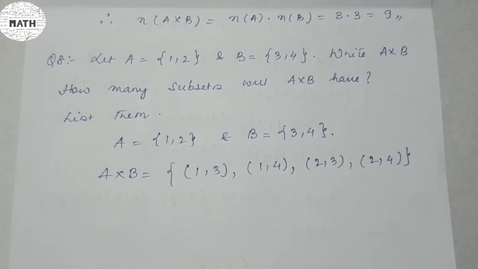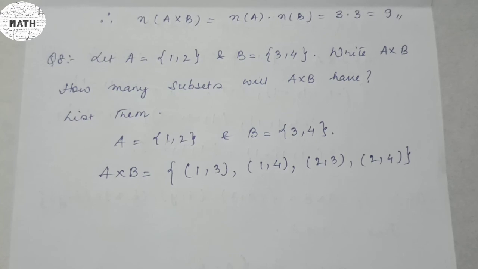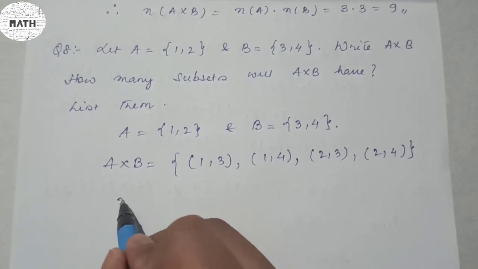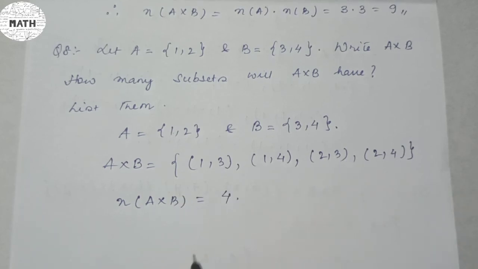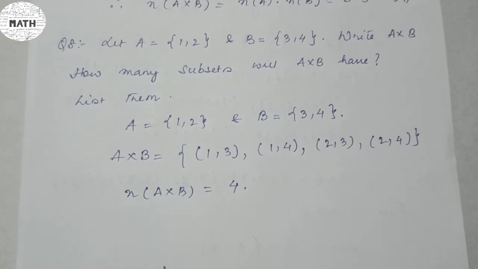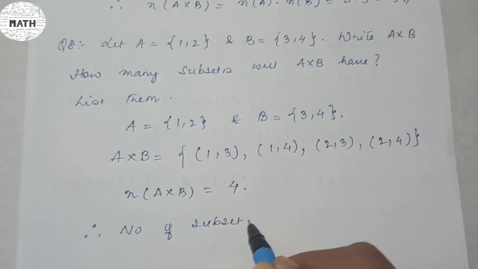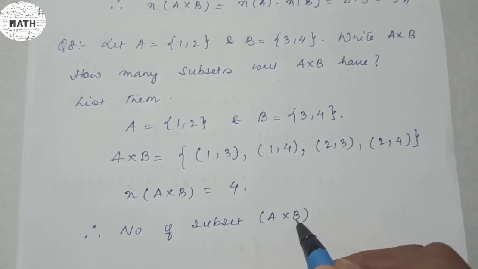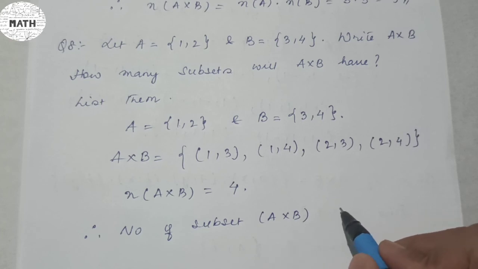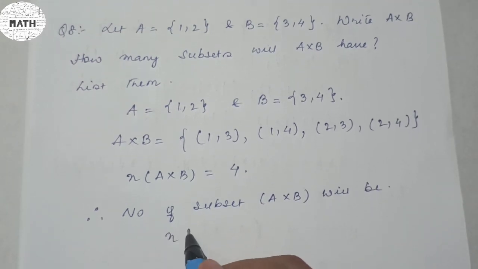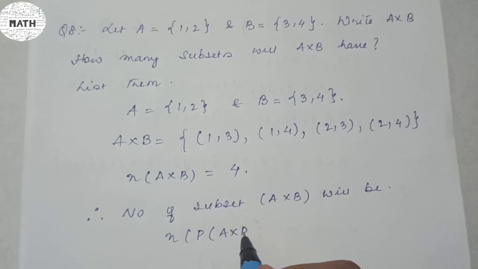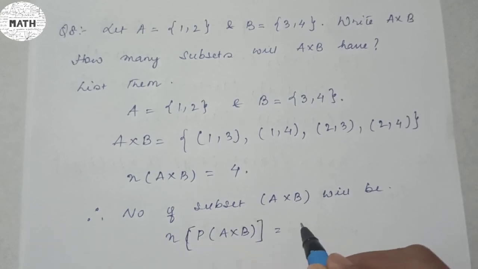Now the second part of the question is given: how many subsets will A cross B have? So the number of elements of A cross B, how much is this? Count 1, 2, 3, 4. So as we have done power sets, I'm going to use the power set over here. So therefore, number of subsets. Those who are wondering what is a power set, and if you don't know, please go through the video of your chapter 1 where you'll be getting the power set. So the number of subsets of A cross B will be nothing more than the number of elements of the power set of A cross B. That's nothing more than 2 to the power 4.